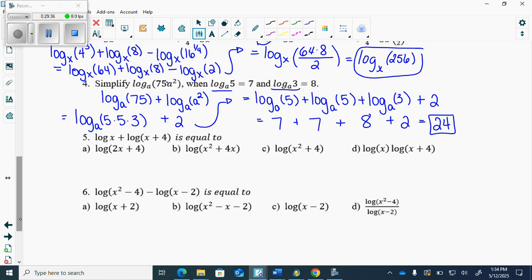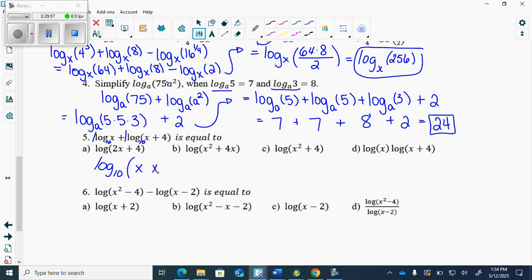Now these two logs don't let me put them together because they don't have bases. This is base 10 and this is base 10. So when I put the bases on, that helps me out. They both have plus 1s in front, so I can put them together. So I get log base 10. And then, because they have plus 1s in front, they both go in the numerator. I get an x and I get an x plus 4.